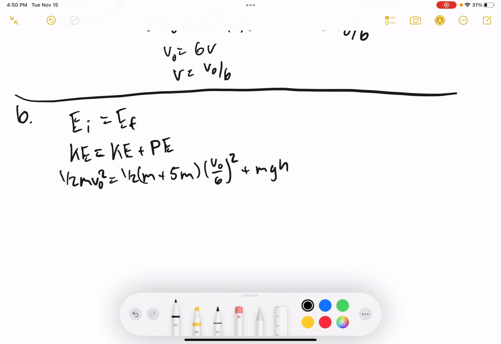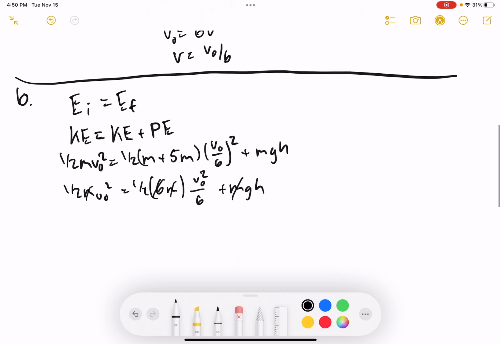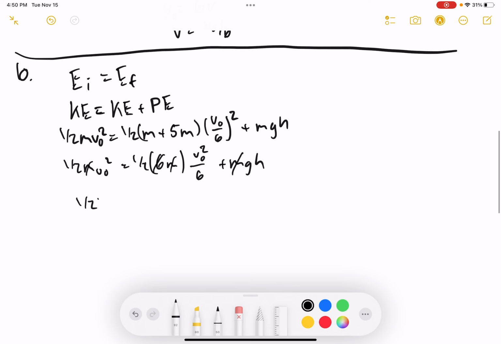So we can go ahead and simplify a little bit. So we'll have 1/2 m v0 squared equals 1/2 6m v0 squared. Now this 6 is going to cancel out with one of these 6's, so I just have something like that, right? Plus mgh. Now I can cancel the m out of everything. So I'll have 1/2 v0 squared equals 1/2 v0 squared divided by 6 plus gh. Okay.